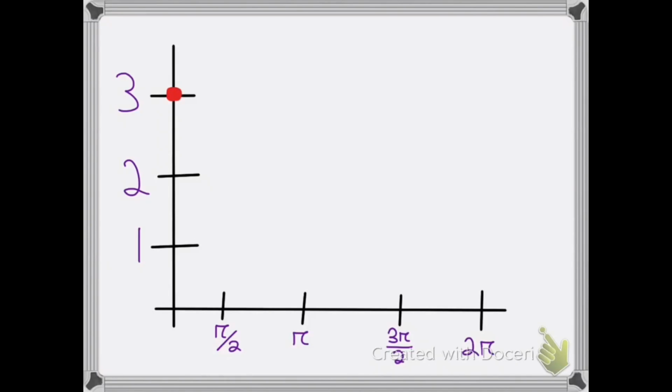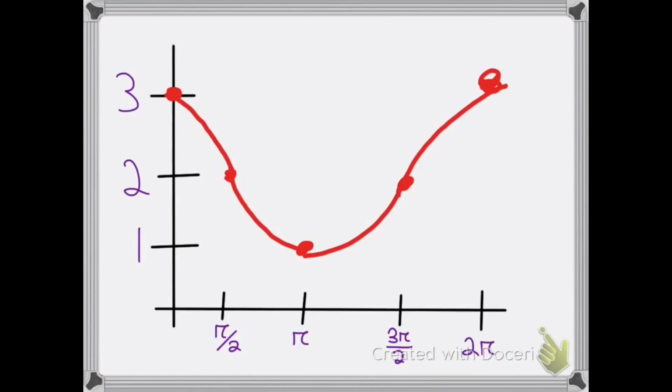So on your first point, it's going to be 3 instead of 1. Your next point, it's going to be 2 instead of 0. And then 1 instead of negative 1. 2 instead of 0. And 3 instead of 1. So we're going to follow that through, connect the points, and slowly. And yeah, that's what it should look like.